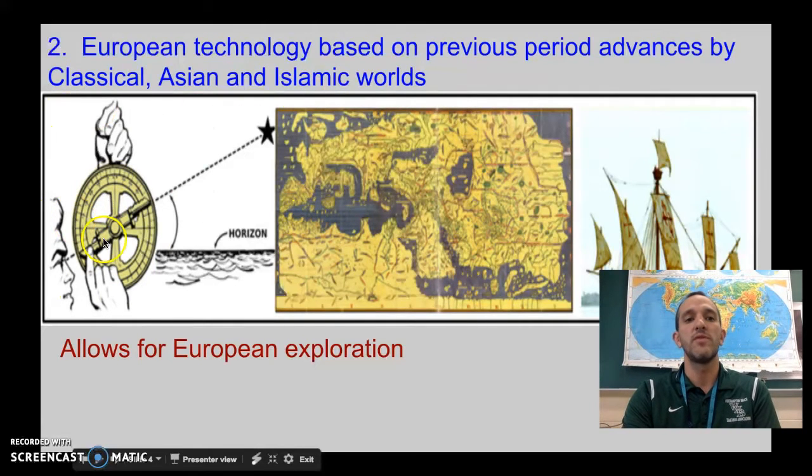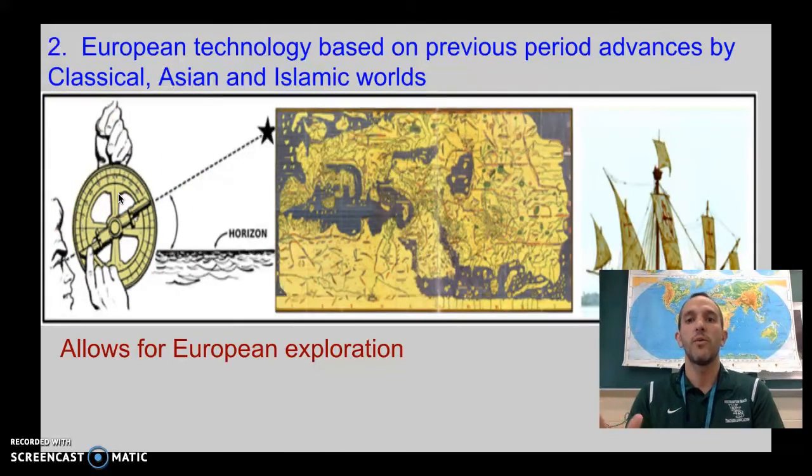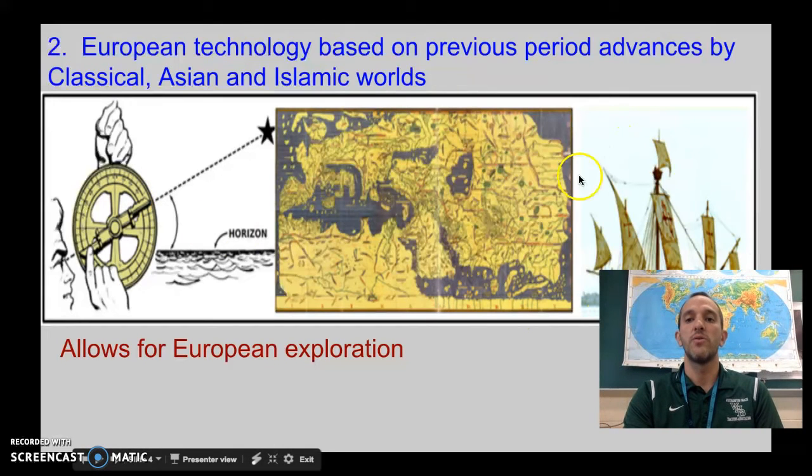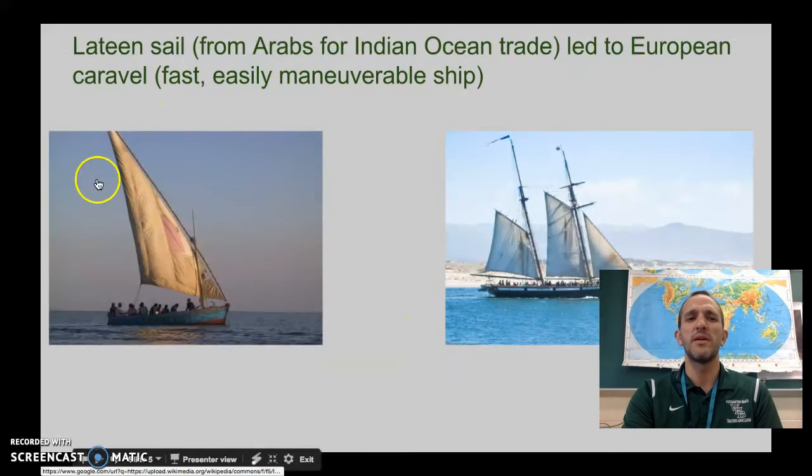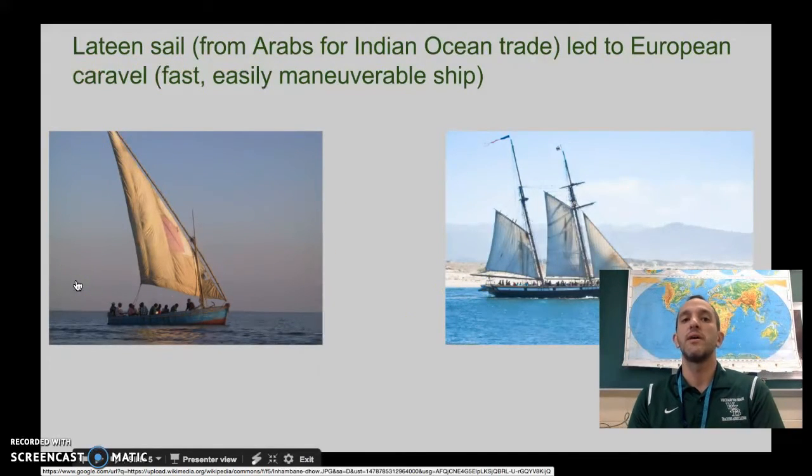We have the compass and we have the astrolabe telling us where we are if we're on a boat, so you don't just have to follow stars all the time. We also have better ship-making skills. And in the example here of the ship-making skills, this is the lateen sail that was created by the Arabs, aka the Caliphate, for the Indian Ocean trade.